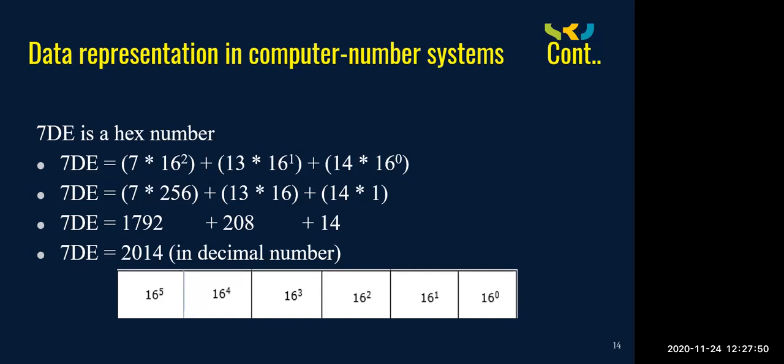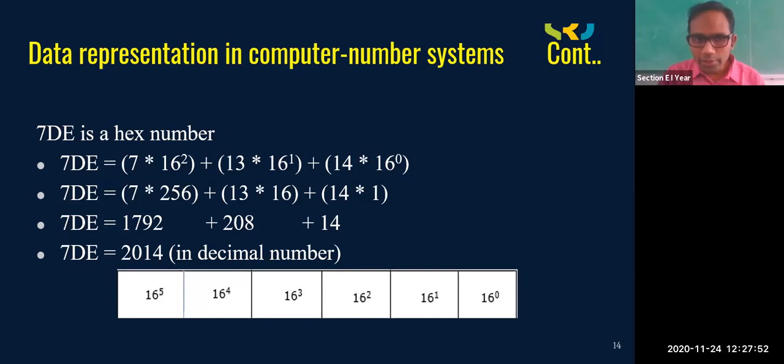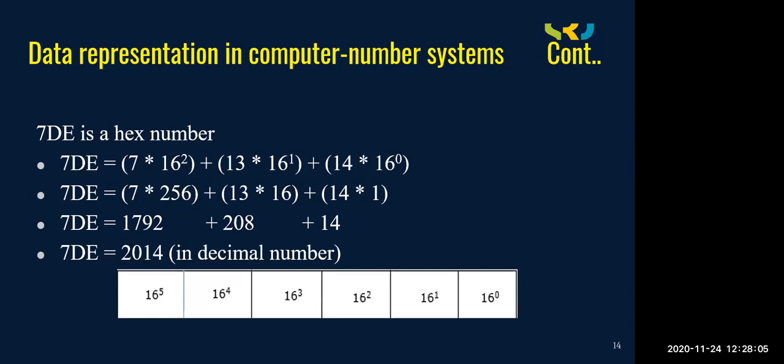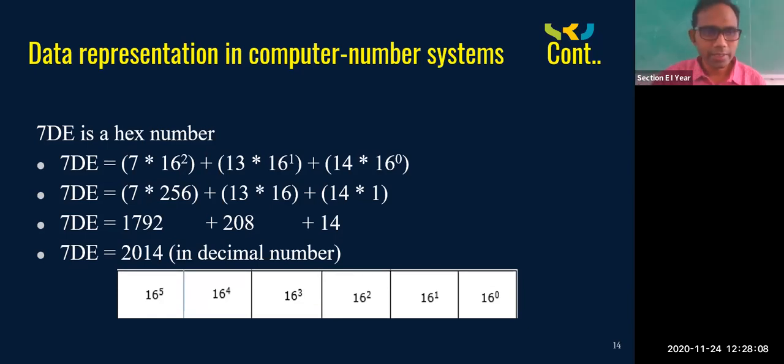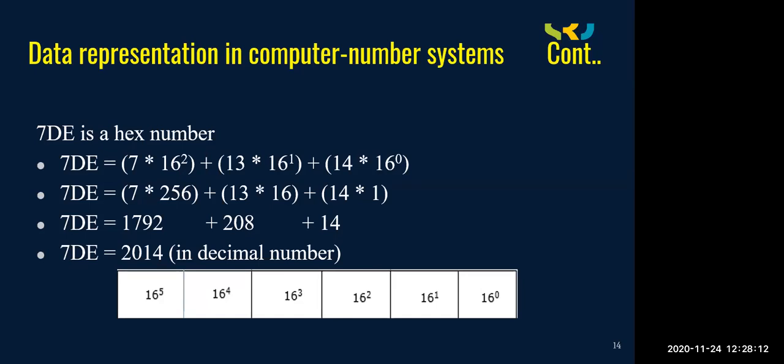This table you need to recollect all the time when converting a number from one type to another. This is how you are going to convert the numbers. Any doubts in today's class? I hope everyone learned something in this class.